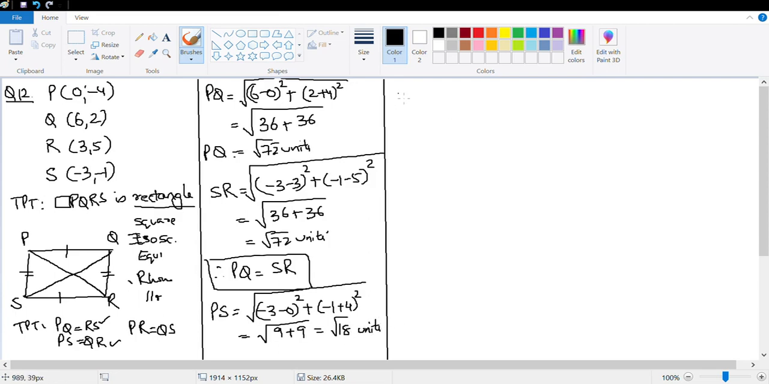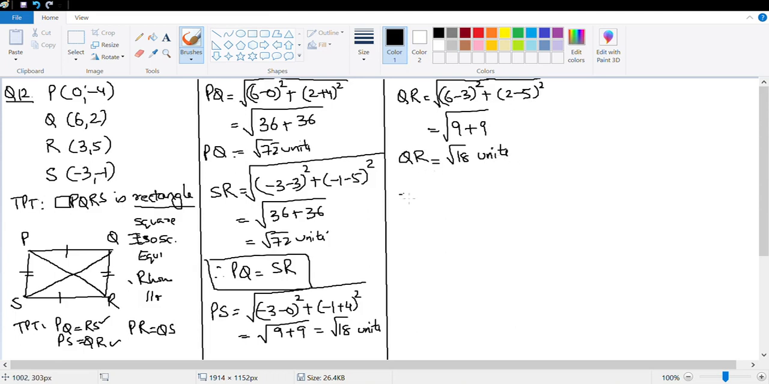Now let's look at QR. QR is equal to Q and R. So that's the square root of 6 minus 3 whole square plus 2 minus 5 whole square. So this will be 6 minus 3, 3 square, that's 9. 2 minus 5, negative 3 whole square, that's 9. So this is equal to square root 18 units. Right? So therefore PS is equal to QR is equal to square root 18 units.